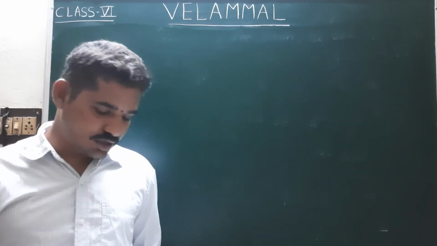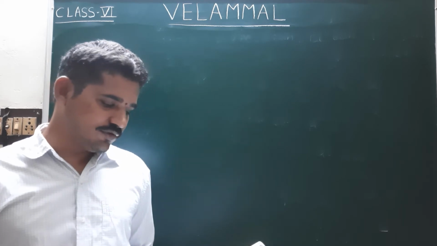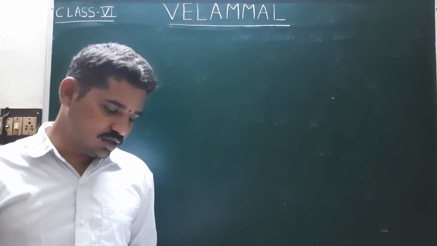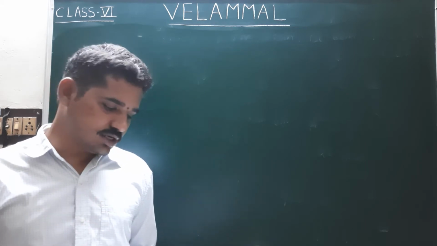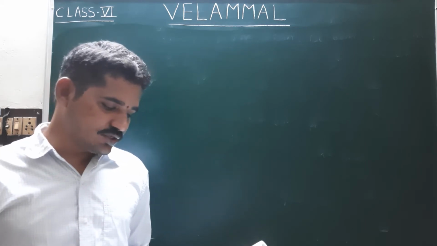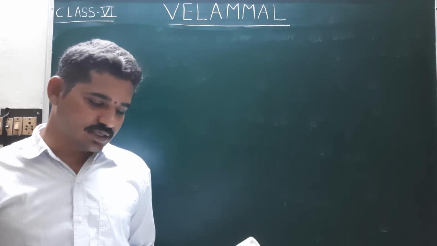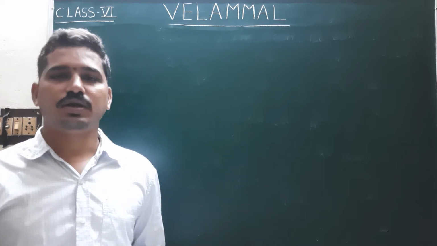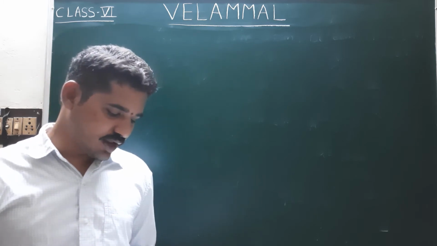Next we have the 14th question, that is, which of the following are true? Four statements are given. In that, what is the correct answer? The correct statement we need to say. In an isosceles triangle, the angles opposite to equal sides are equal. So from day one, we are saying the properties of triangle in that.